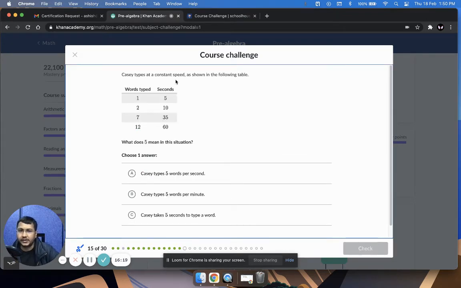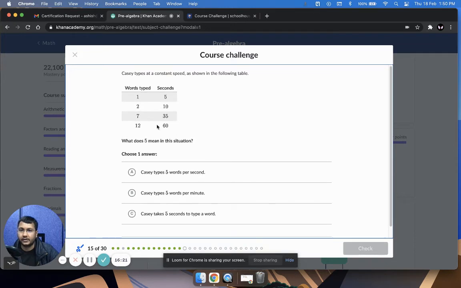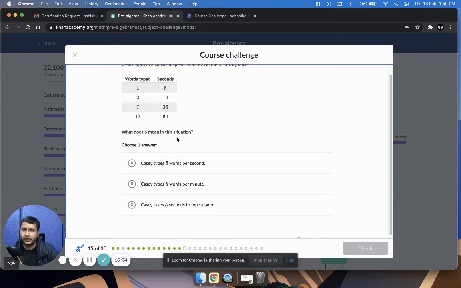Casey types at a constant speed as shown in the following table. So this is words typed, and this is the number of seconds it takes for her to type this. What does 5 mean in this situation? Casey types 5 words per second. No, that's not what this means. Casey takes 5 seconds to type one word. Casey takes 5 words per minute. Nope. Casey takes 5 seconds to type a word. Yes, option C.